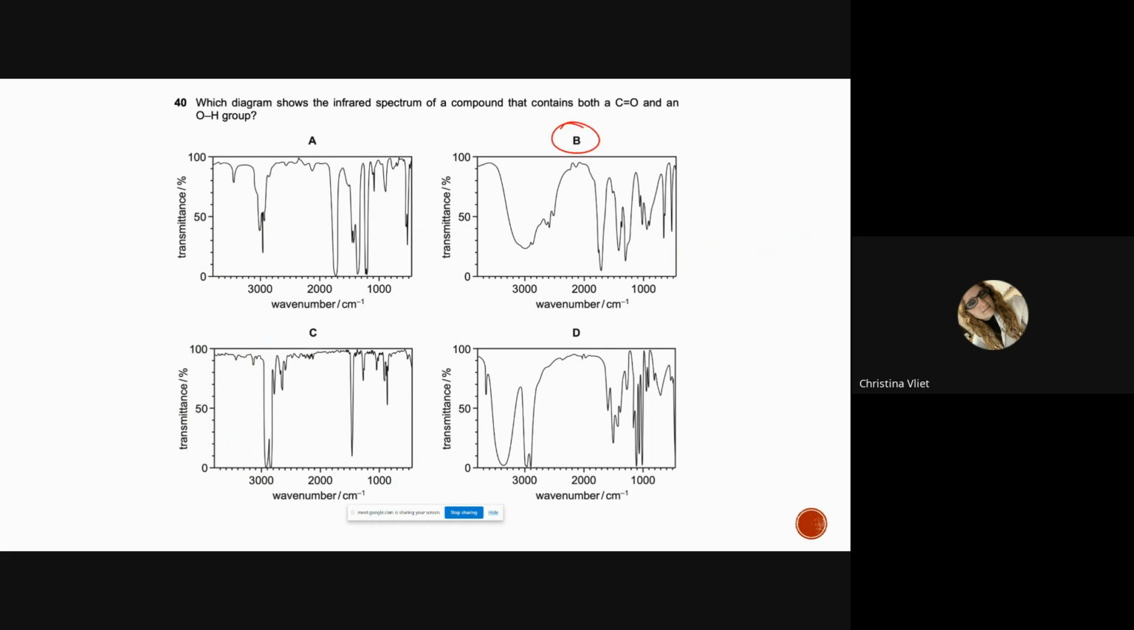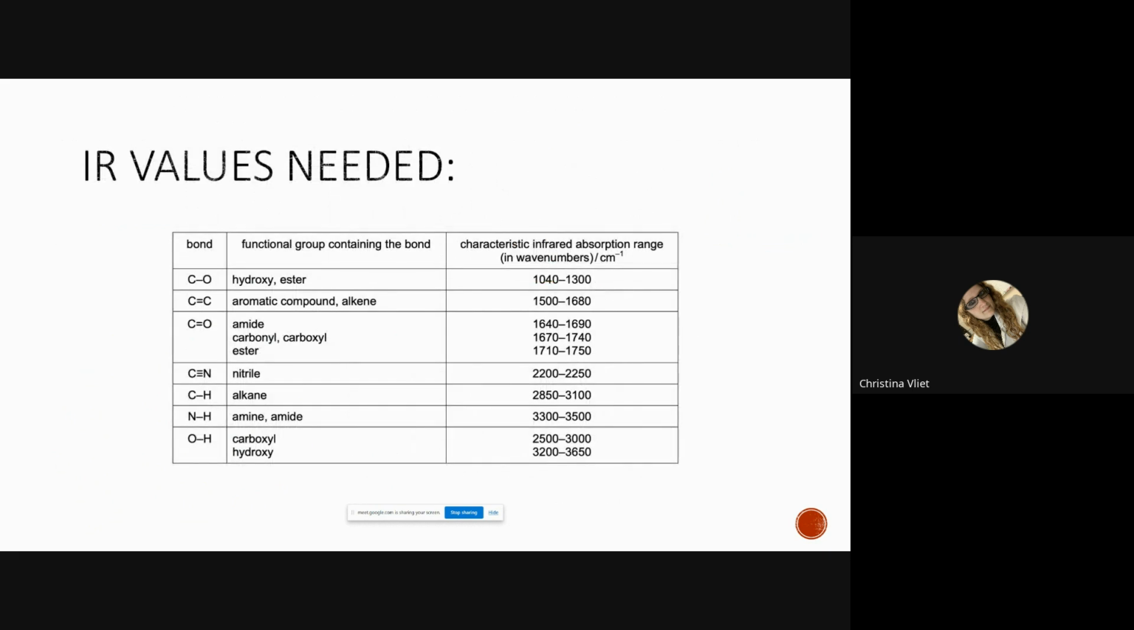The answer is B. Around 1700, this area is telling us why: the OH is most likely from a carboxylic acid, so it's B. Remember, carboxylic acid is between 2,500 and 3,000. Where is the information for that? Here. Why is it a D? This and this.